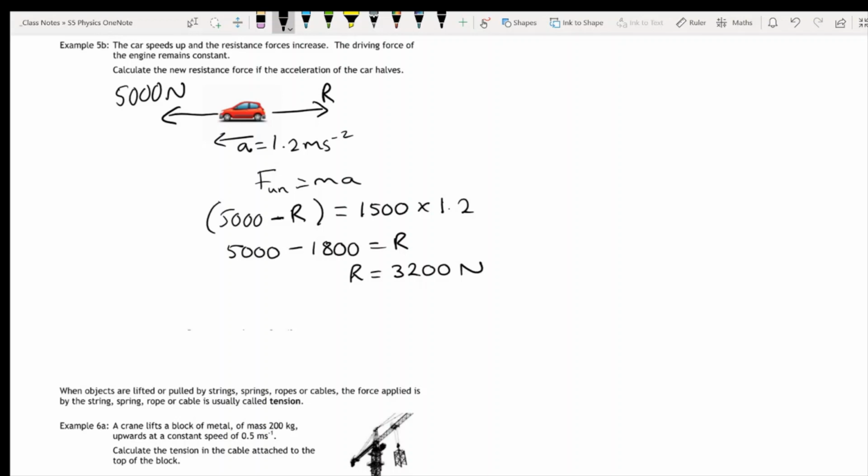The next couple of examples are similar. You're still using F equals ma, but it's just getting a little bit more complicated. There's a few more things thrown in there. Anyone still writing?